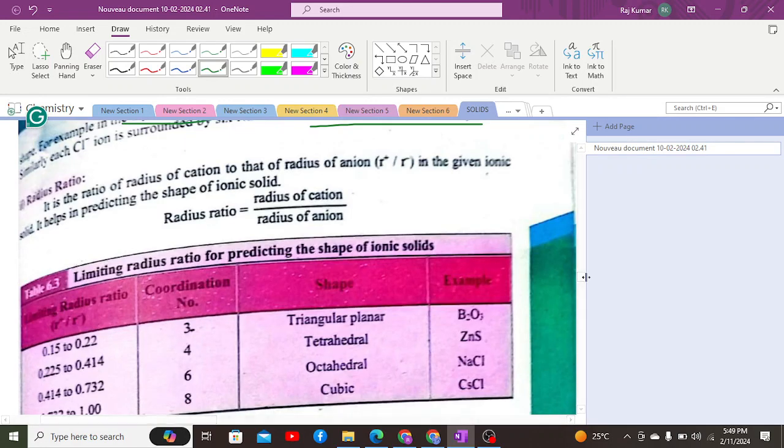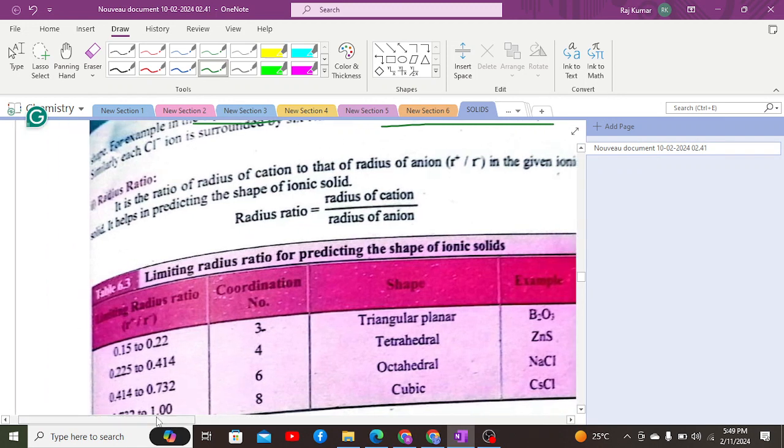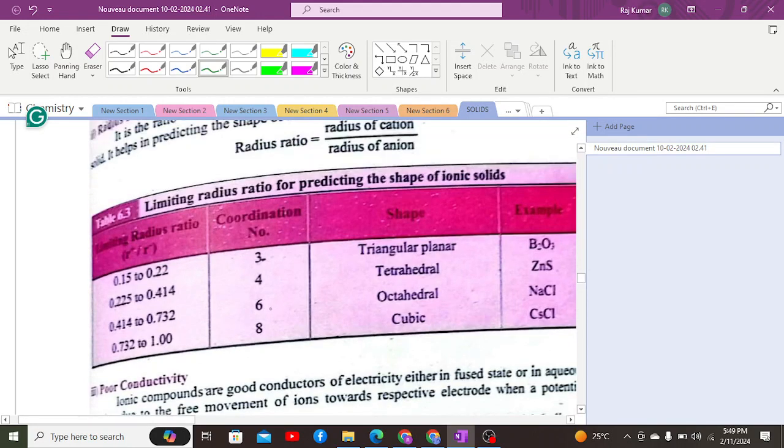Moreover, when it comes to radius ratio, radius ratio is a terminology given as the ratio between the radius of the cation and the radius of the anion, and that helps us to predict the shape of the ionic solid. Let's take the example of the chart given below. Here, as you can see, if the radius ratio is between 0.15 and 0.22, then the coordination number would be 3, and due to the coordination number being 3, a triangular shape is formed.